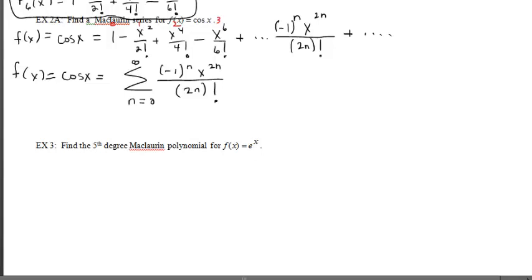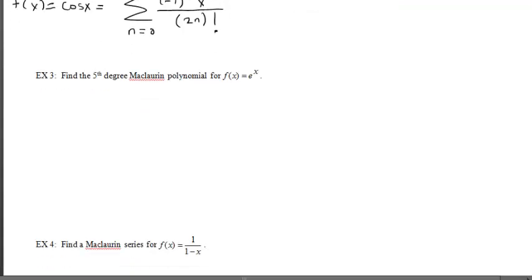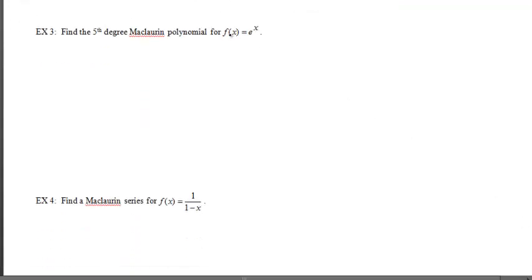All right, example 3. Find the 5th degree Maclaurin polynomial for e to the x. Again, that's one of the parent series, power series that we started with when we started our look at series. So we do know what the first 5 terms look like, hopefully. And so we're going to actually go about creating those terms, or 5th degree, I should say. Find the 5th degree Maclaurin polynomial.